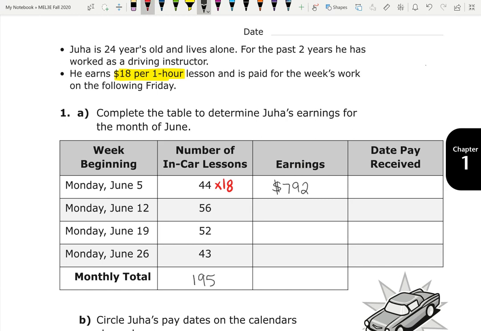Next week, he works 56 hours, so I'm going to multiply that by 18 to determine the amount of earnings he receives for the second week of June. And I'm just going to continue with the same concept, multiplying by 18 with the last two rows. And then I'm going to take all my earnings and determine what my total would be. So I'm going to add it all up using my calculator.